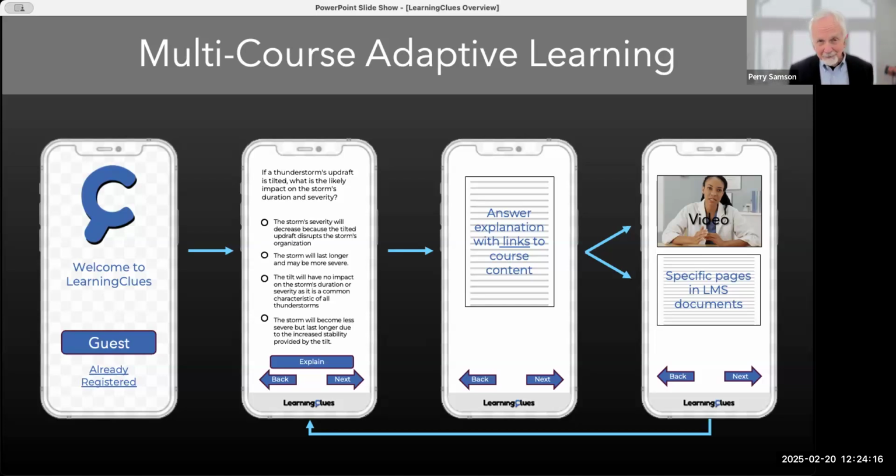So that's a really fast overview of what I'm about: how do we engage students? I, as the instructor, couldn't be there all the time. Sometimes I didn't want to be there.